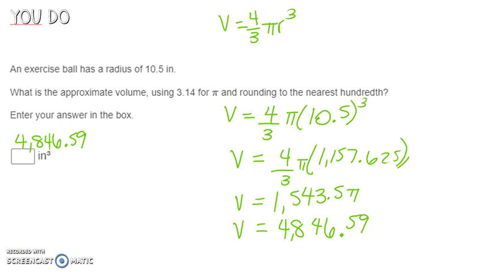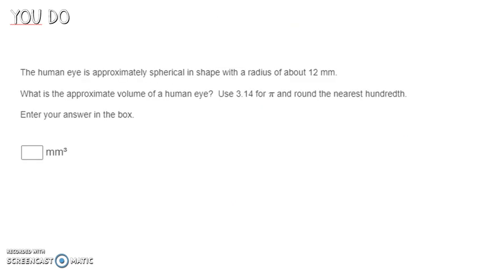How did we do? You did A-okay. Let's go ahead and move into our next example here. All right, you have a human eye. Your human eye is a spherical shape with a radius of 12 millimeters. What is the approximate volume of your human eye? Using 3.14 for pi, go ahead and pause and solve, and we will be back with the answer in just a moment.